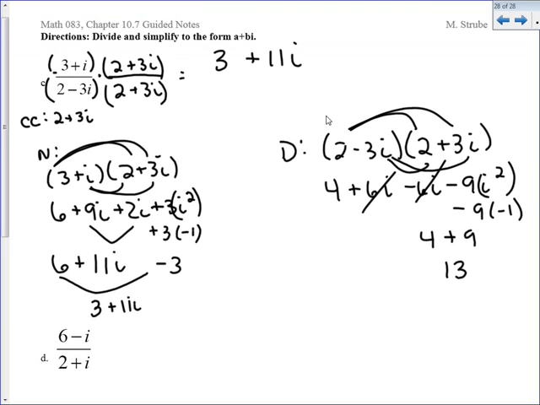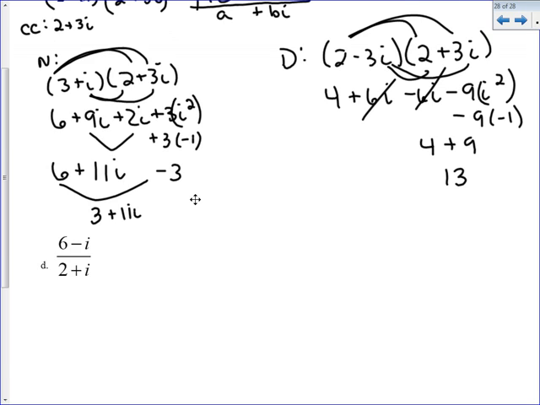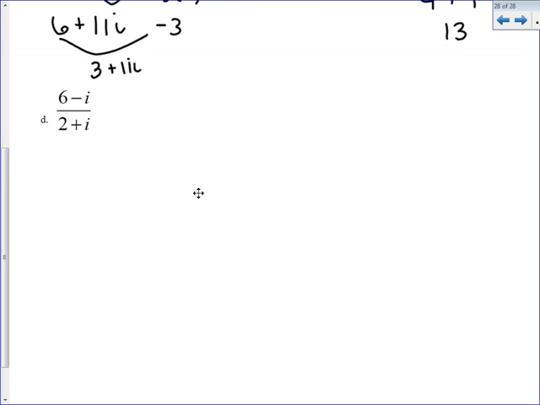Now I've got to put my answer together. I can't just leave those two separately. That's the denominator. How many denominators do you think I'm going to have in my answer? 2. I'm going to have one for the real half and one for the imaginary half. So I'm just going to put the 3 over 13 and the 11 over 13, so that I see real, imaginary, completely separate. So go ahead and try D. Try D, then we'll get that up, and then I have some review problems for you.